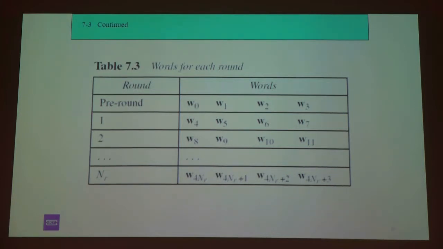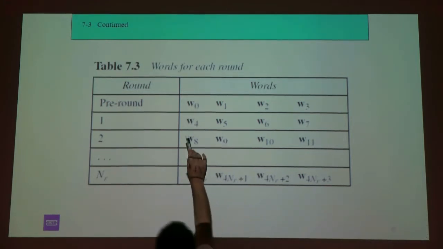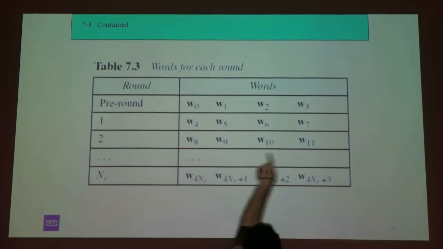So how does it work? What is the size of a word? 4 bytes. That's true. How many bits? 32, right? So each key out of the 11 keys has how many words? 4. So the pre-round key has word 0, word 1, word 2, word 3. Round 1 is words 4, 5, 6, 7. If you add this up, each one is 128 bits, right?